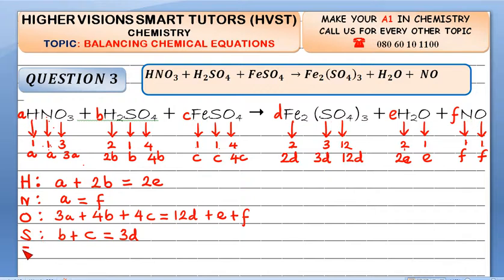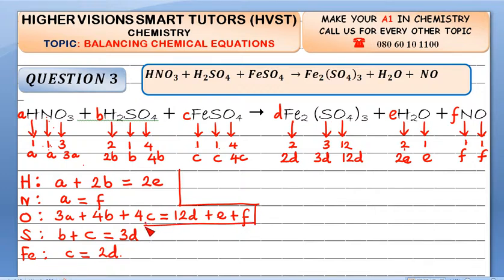Iron, Fe. The iron here is C. What about the iron in this place? Okay, this is the only place where we have the iron. That is 2D. Good. Now, we're going to solve for A, B, C, D, E, and F.